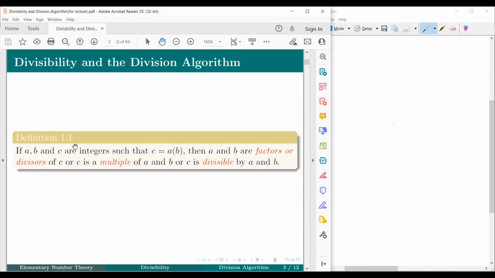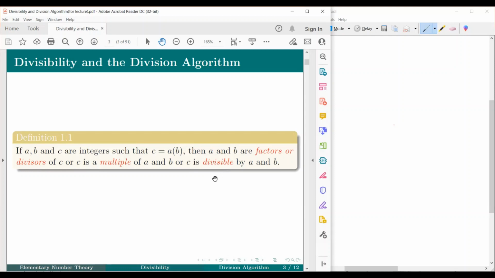So if A, B, and C are integers such that C is equal to A times B, then A and B are factors or divisors of C, or C is called a multiple of A and B, or C is divisible by A and B.